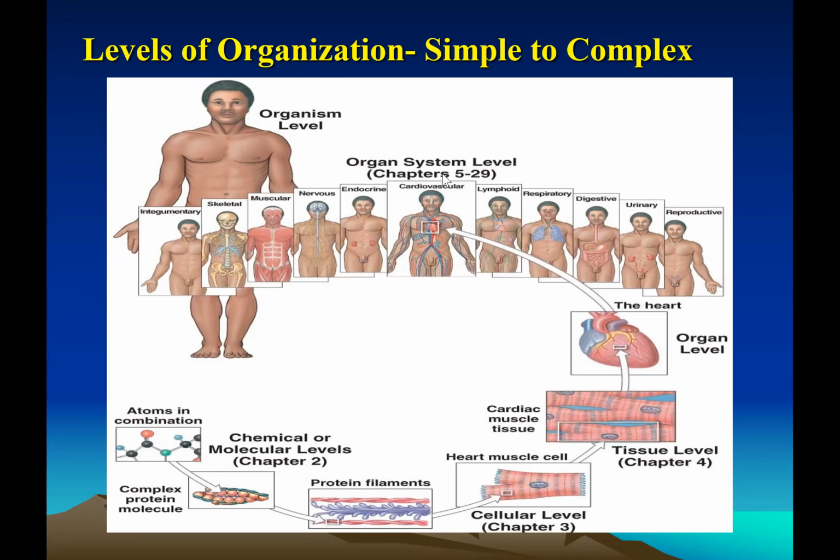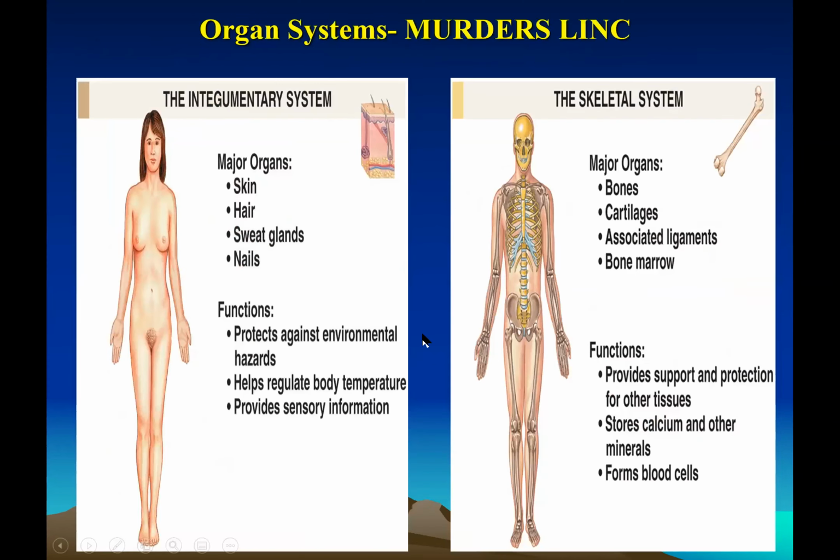There are 11 main organ systems that you'll be studying in A and P. The first 6 will be covered in AP1, and the next will be covered in AP2. So we have the integumentary, skeletal, muscular, nervous, endocrine, cardiovascular, lymphatic, respiratory, digestive, urinary, and reproductive. We'll briefly see what each organ system comprises and its main function.